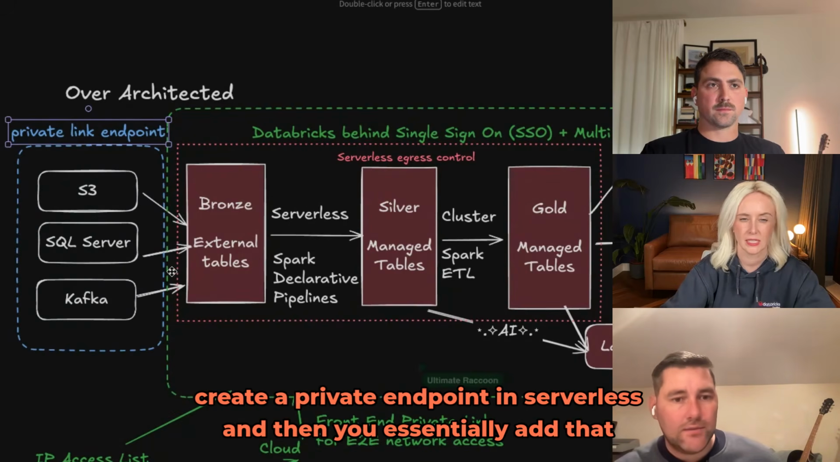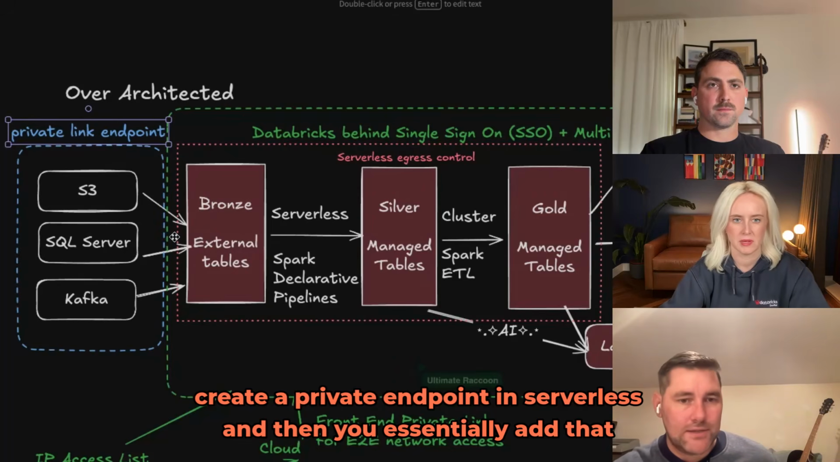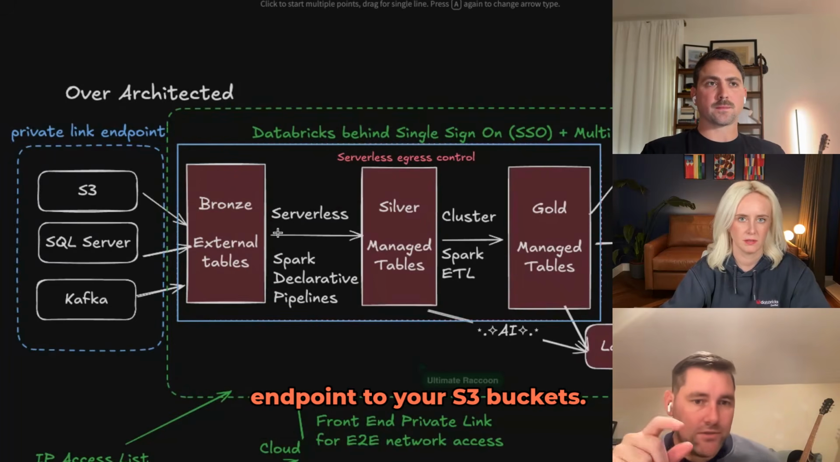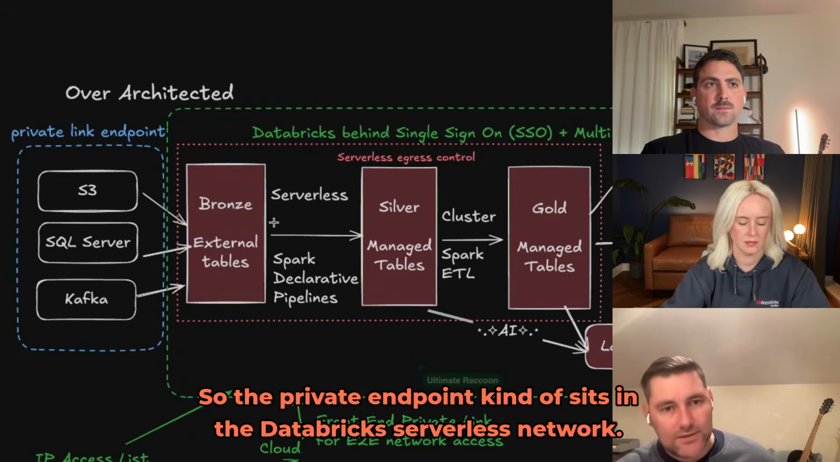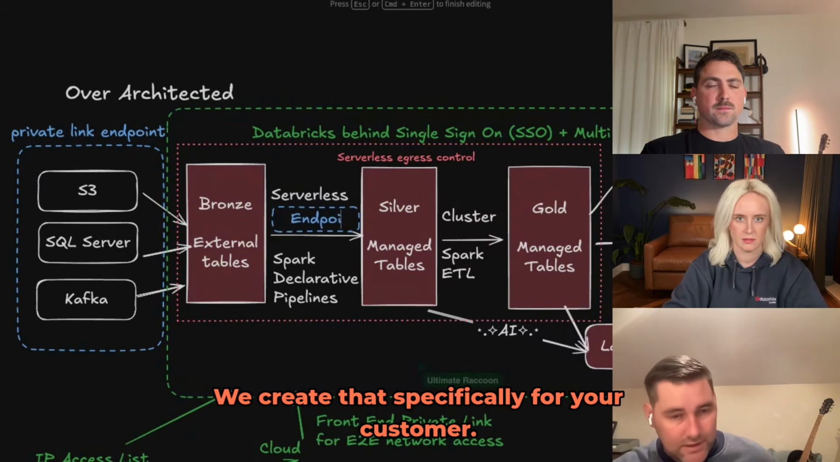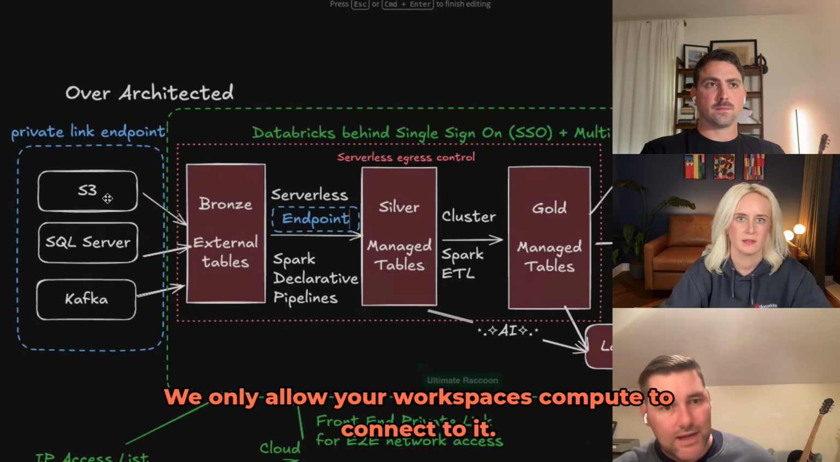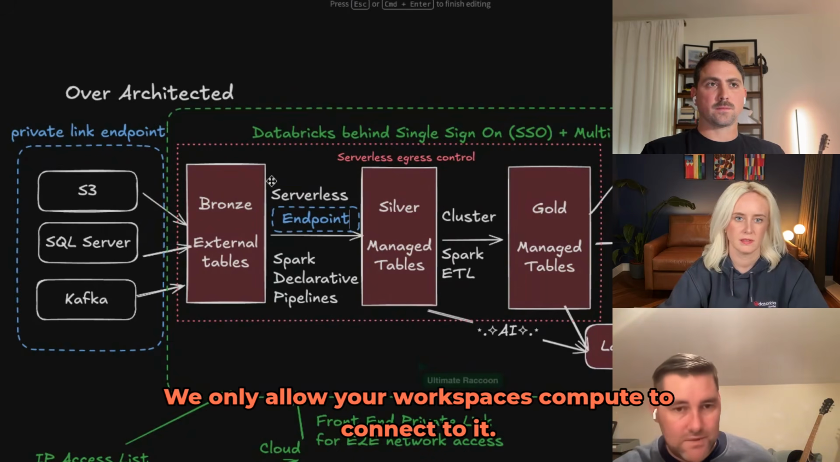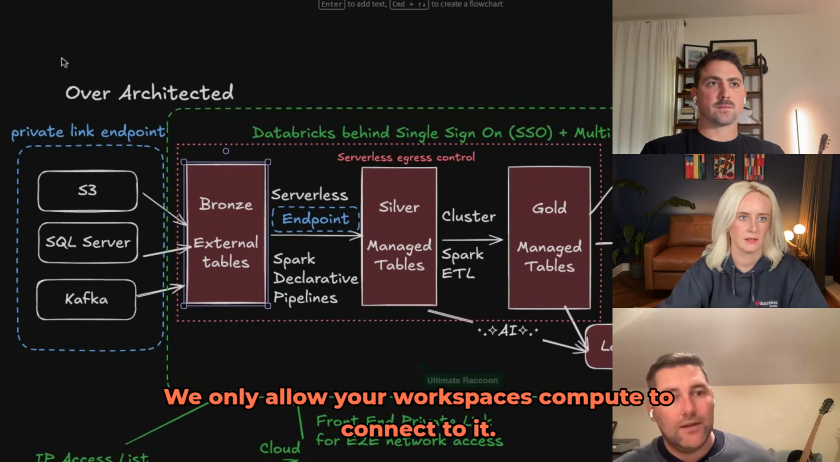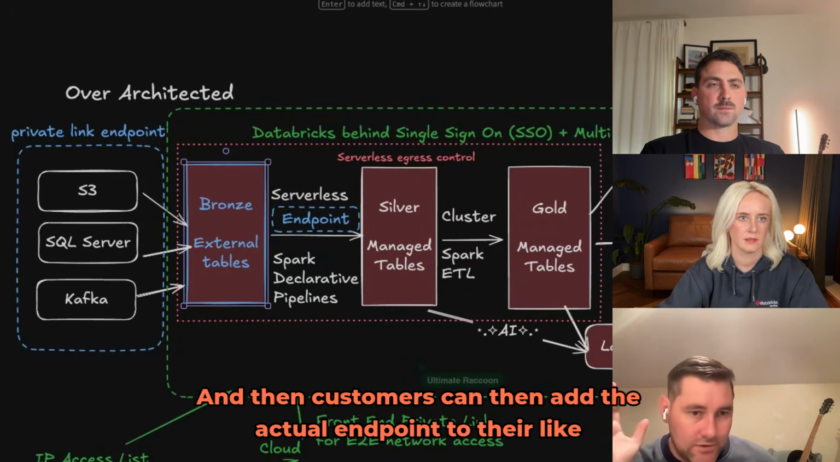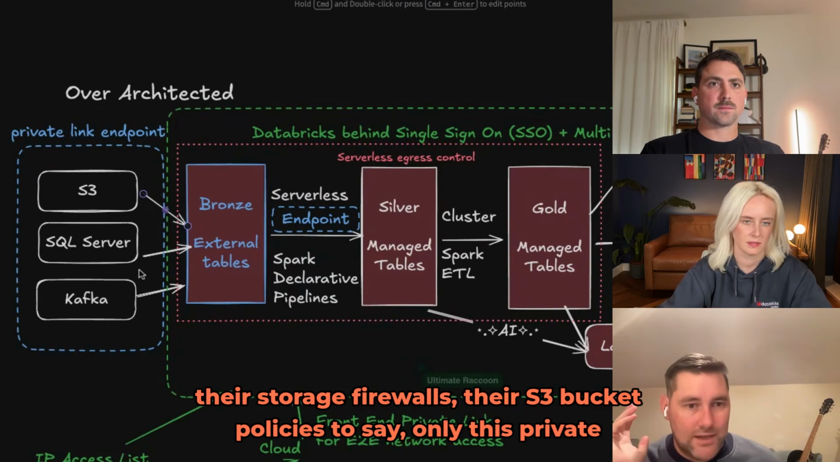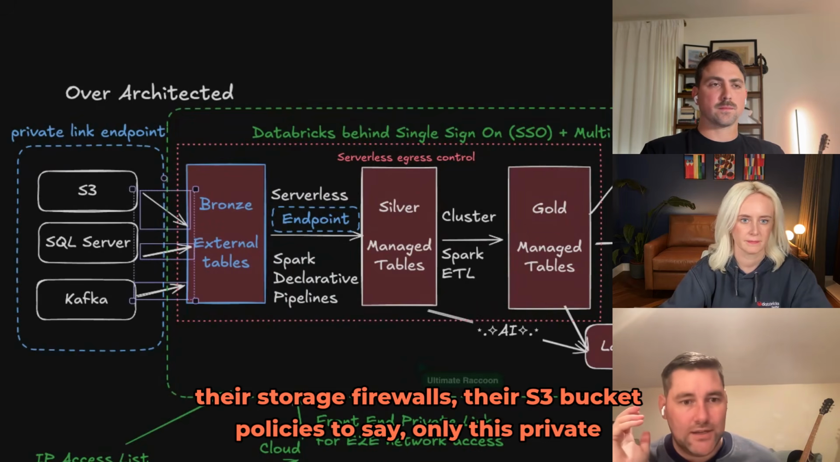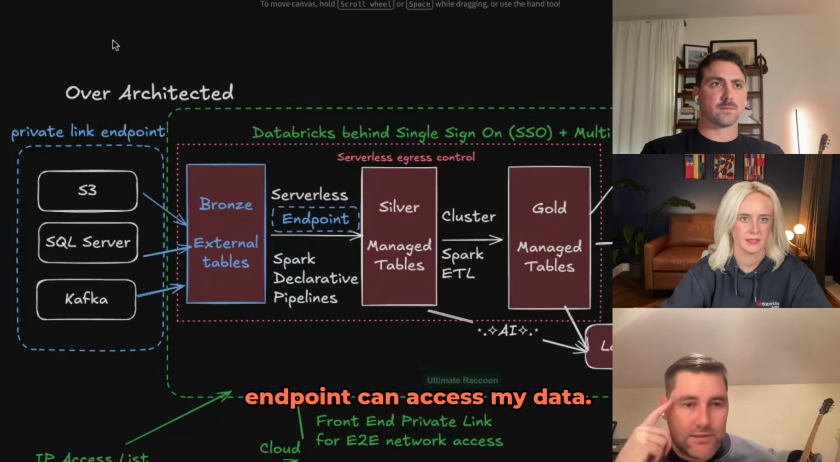So you create the private endpoint in serverless, and then you essentially add that endpoint to your S3 buckets. The private endpoint sits in the Databricks serverless network. We create that specifically for your customer, and we only allow your workspace's compute to connect to it. Customers can then add the actual endpoint to their storage firewalls and S3 bucket policies to say only this private endpoint can access my data.